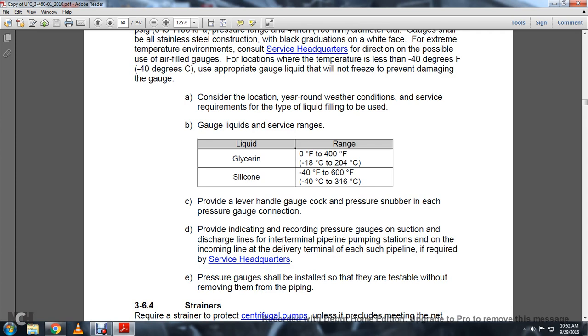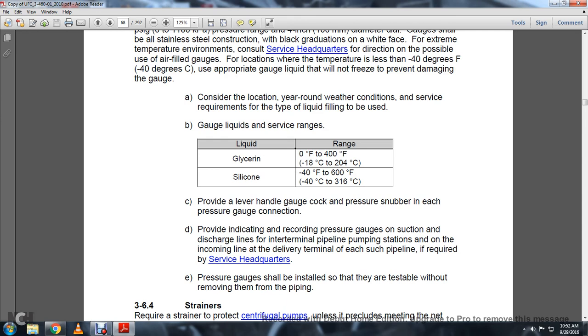A. Consider the location, year-round weather conditions, service requirements, and the type of liquid filling to be used. Gauge liquid in service ranges: glycerine range is 0 degrees Fahrenheit to 400 degrees Fahrenheit. Silicone is negative 4 degrees Fahrenheit to 600 degrees Fahrenheit.